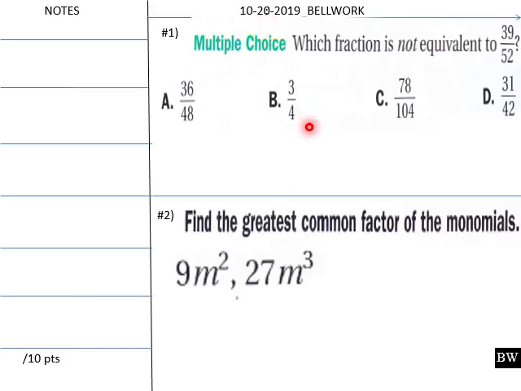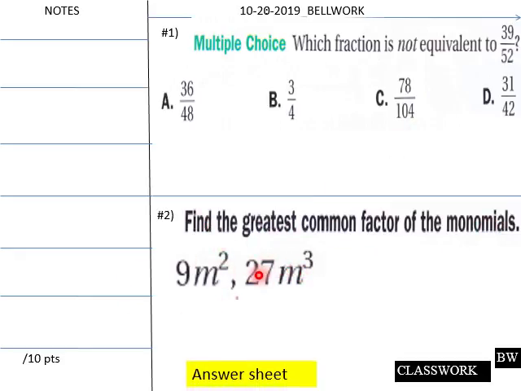Teachers, today our bell work is this: which fraction is not equivalent to that one? And then the greatest common factor of these monomials here. Students, give your students 5 minutes for this.